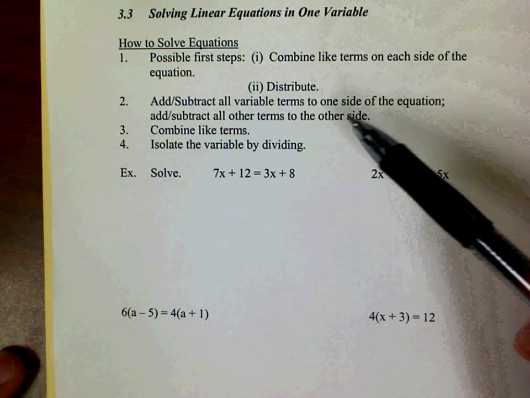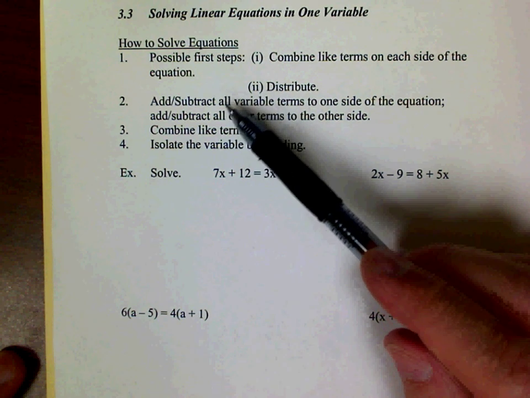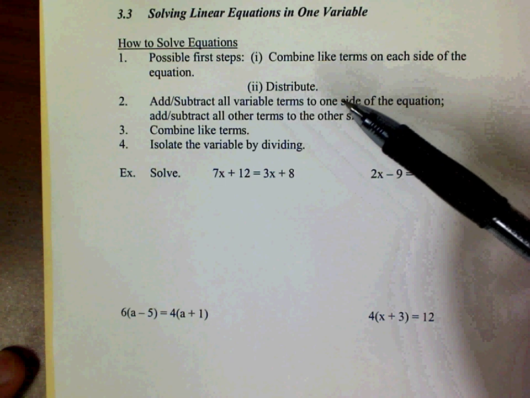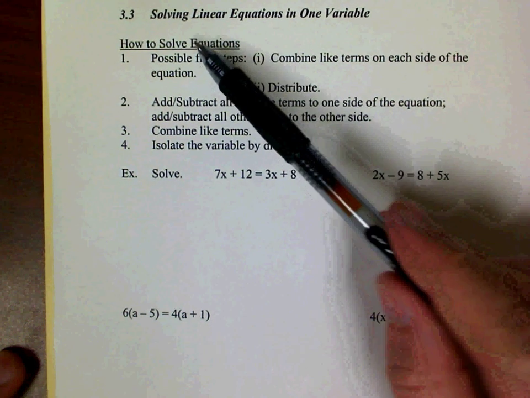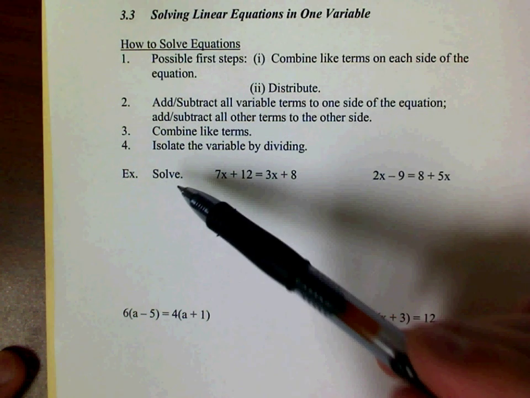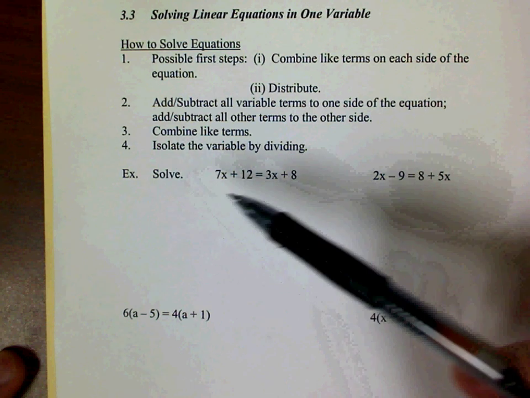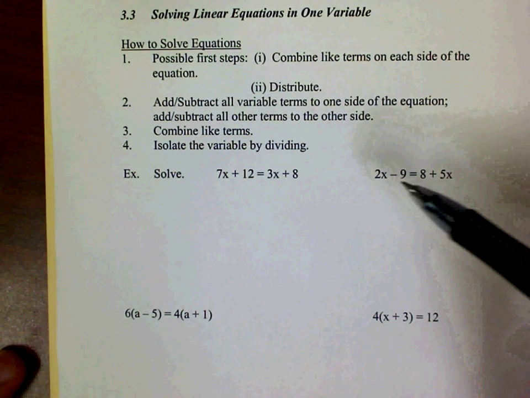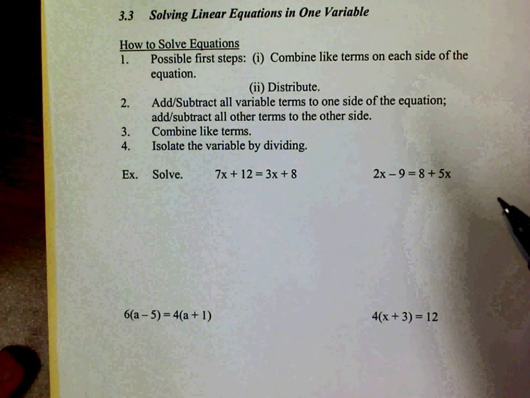The next couple of steps are all used to isolate the variable on one side of the equal sign. When it says solve, all that means is isolate the variable on one side of the equals. Does not matter which side. So let's look at some of these examples, just to give you an idea of how this process is done.